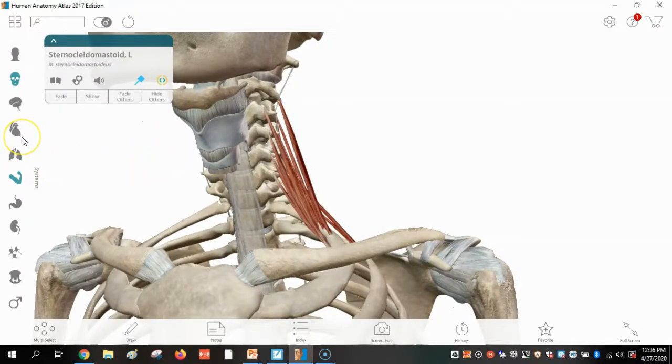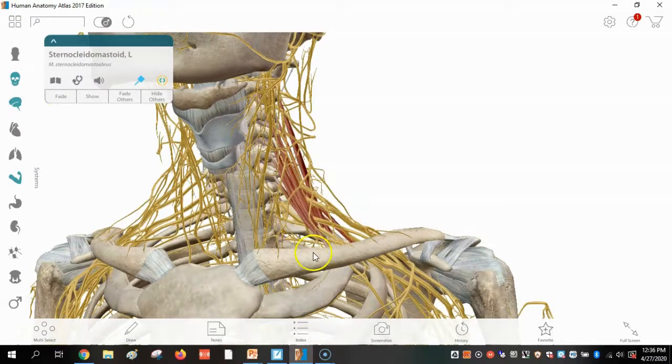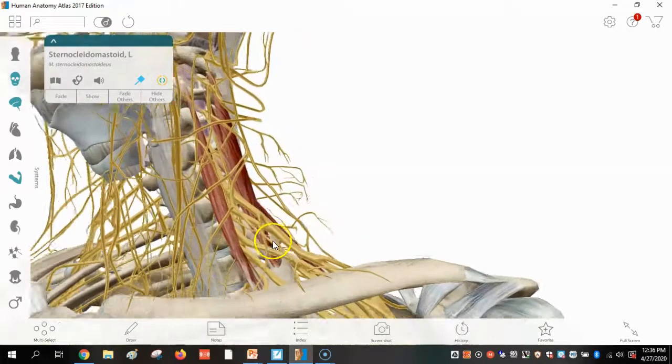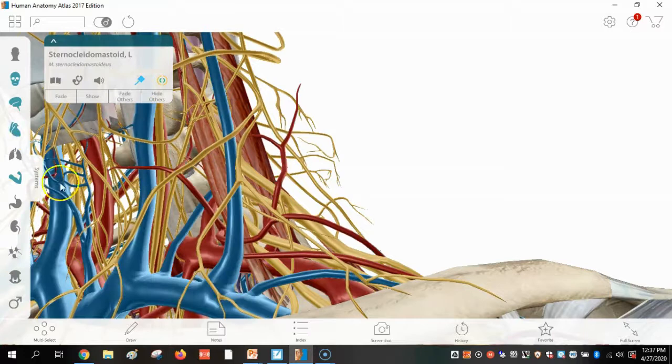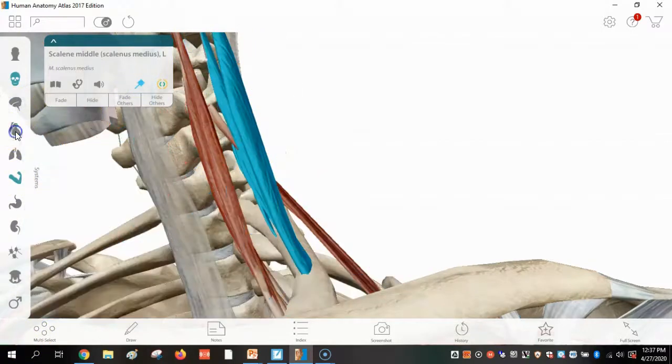Now, what happens if I add in my nerves? We get to the nervous system, and you can see, just like that picture I showed you, how those nerve branches are coming right between anterior and middle scalene. So if we have issues here, we can add our blood supply as well. Look, major vessel running between anterior and middle scalene. So this is a really complicated area. There's problems there. So that is the scalenes.